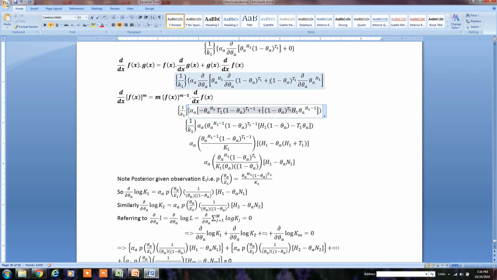Plus, now let us work out for this one. 1 minus theta a to the power t1, then h1 is mapped to m, and theta a to the power h1 minus 1. So this completes the differentiation of log k1.